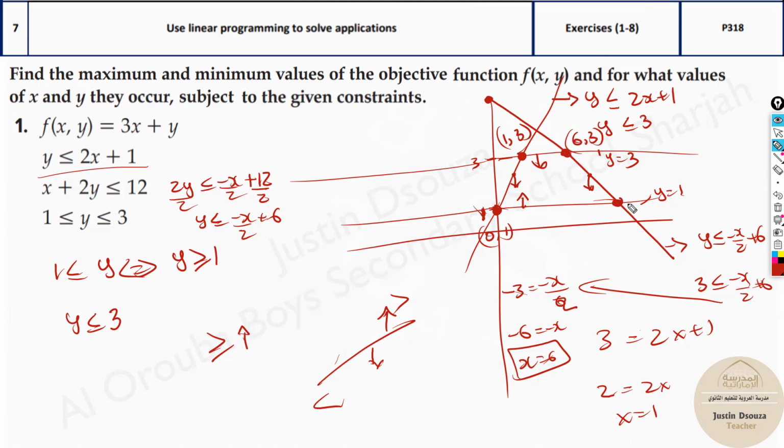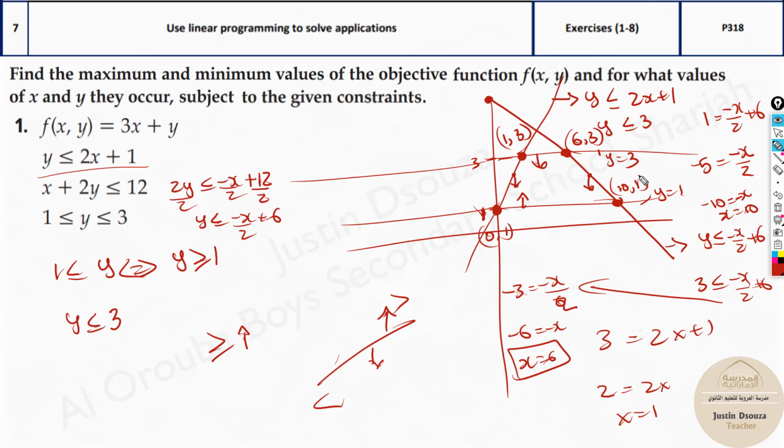X-axis at 6. What about this point? Substitute over here, instead of y as 3, y as 1: minus x by 2 plus 6 goes to the other side, so minus 5 equals minus x by 2. Take this to the other side, minus 10 is equal to minus x. X is equal to 10. So this point is 10 comma 1. This is how we find the vertices.